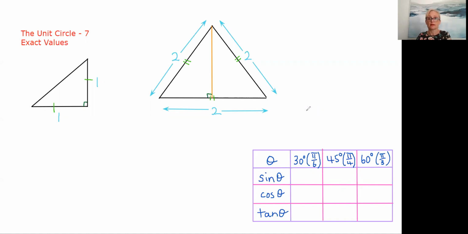We've reached the point in our unit circle where we're going to talk about some exact values. Remember that our sine, cos and tan ratios do still work in any right-angled triangle, and we're going to use some special right-angled triangles to help us get some special exact values.